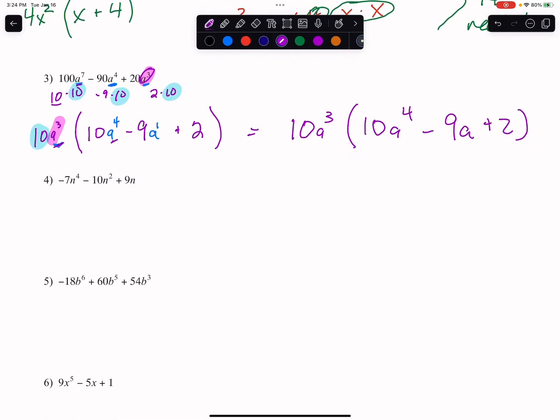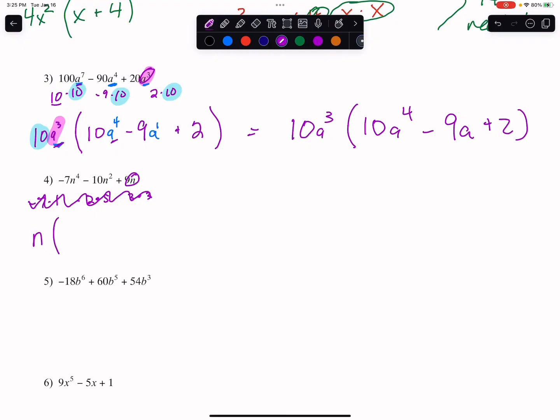So let's look at this one. Let's see. 7 is, this is -7 times 1. 10 is -2 times 5. And 9 is 3 times 3. And if you notice, none of these have a number in common. So guess what? No numbers are coming out. Do they have any variables in common? Yes. They all have at least one n. This is the smallest one. So that's what's going to come out.